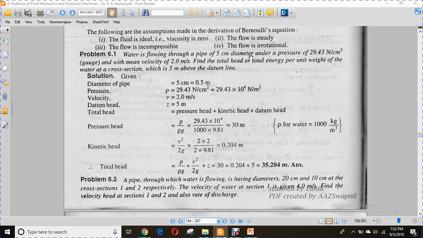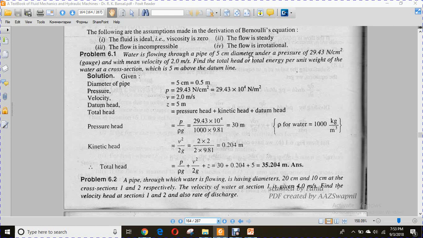Today we will explain problem number 6.1. Water is flowing through a pipe of 5 cm diameter, under a gauge pressure of 29.43 Newton per centimeter square. We have to convert the pressure into Newton per meter square and the 5 centimeter into meters, into SI units. The mean velocity is 2 meter per second.